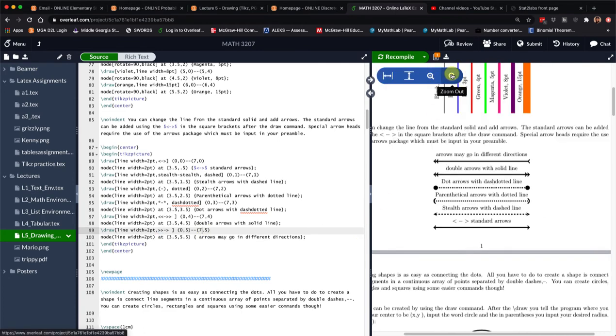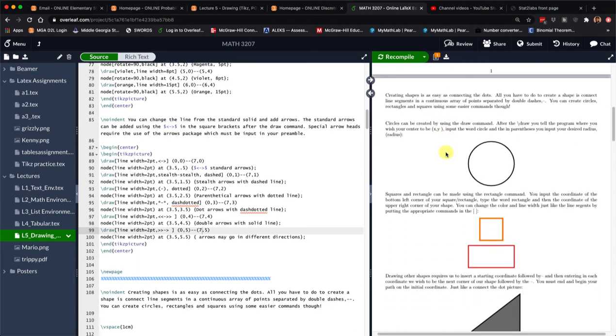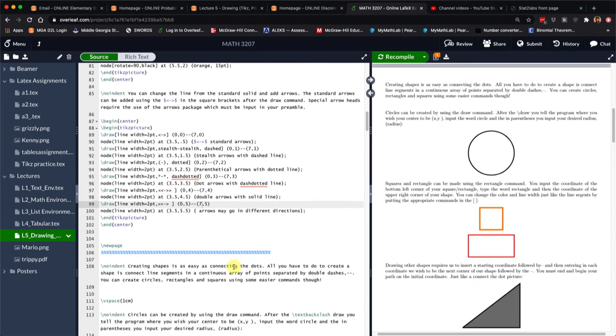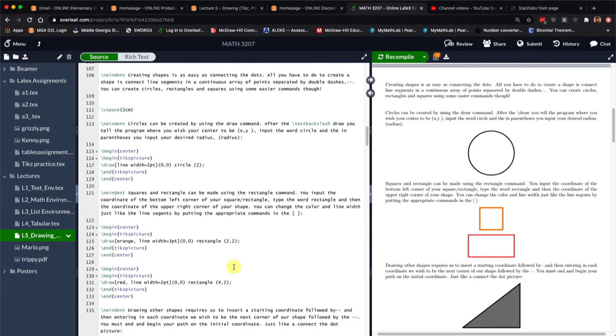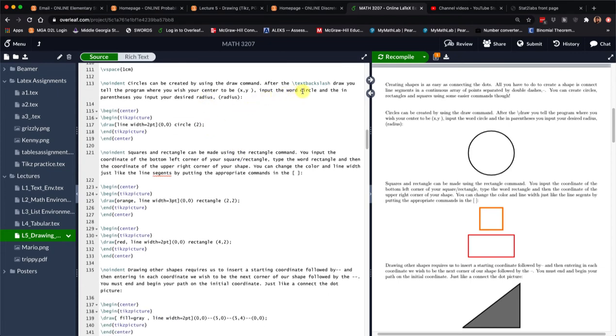So let me minimize this back out a little bit, get the page all up there. And let's go to the second page. So on my next page down, we're going to see how you can draw different shapes. Creating shapes is as easy as connecting dots or knowing something about your shape that you desire to draw. Circles are actually the easiest thing to do. We're going to talk about them specifically.